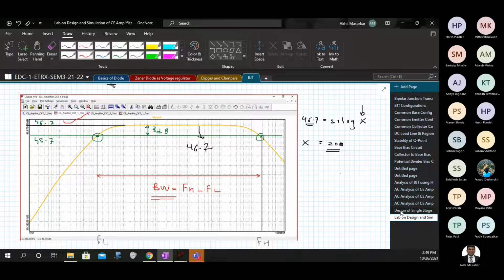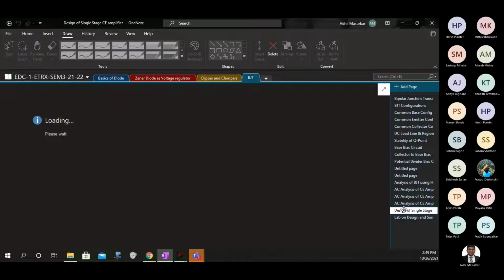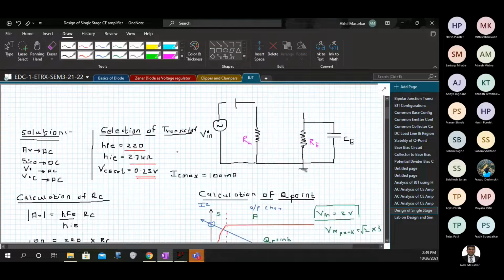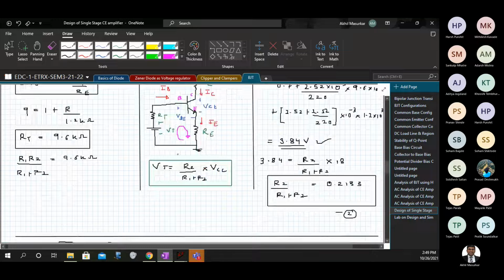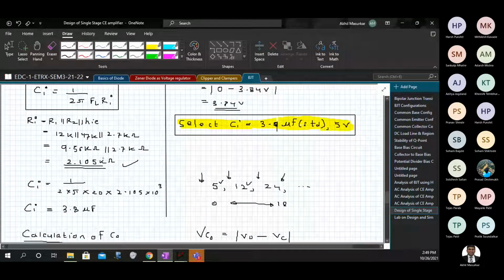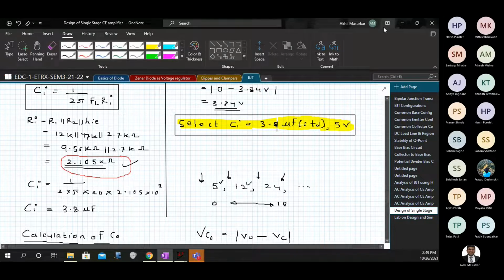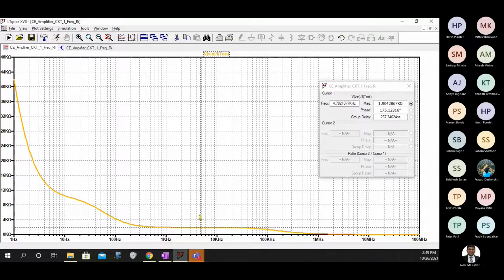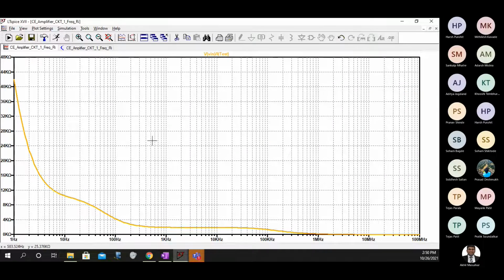I think it was 2 point something, 2.109. So let's see our problem. Ri calculation we have already done during the calculation of Ci. So you can see Ri was 2.105, and what we have got is around 1.9 kilo. So it's pretty close. Okay. So calculated and observed will always be having some difference. That is very obvious. But that's the way to calculate this.